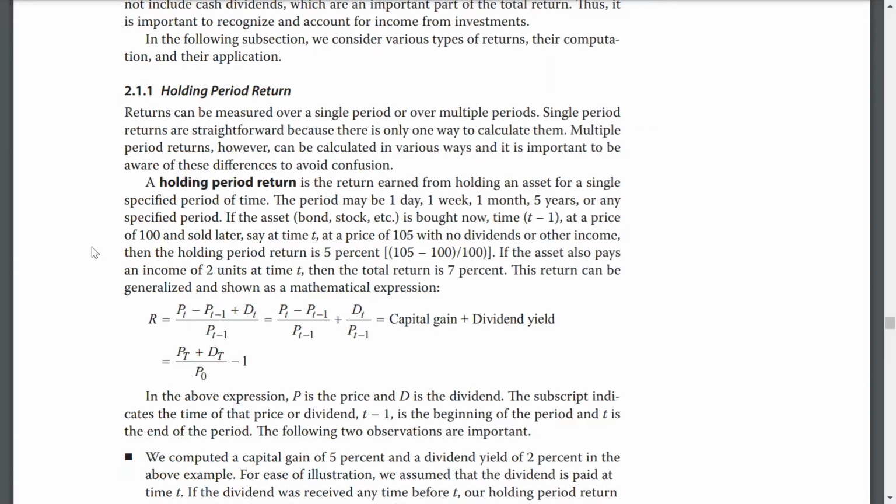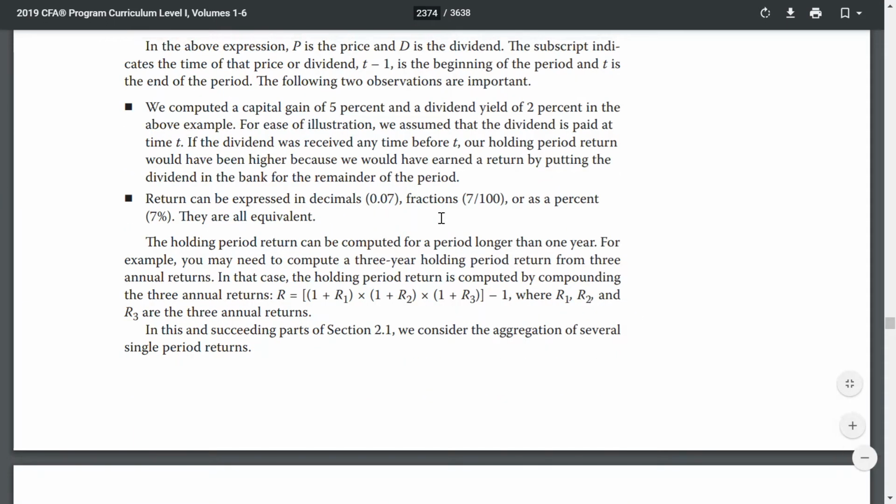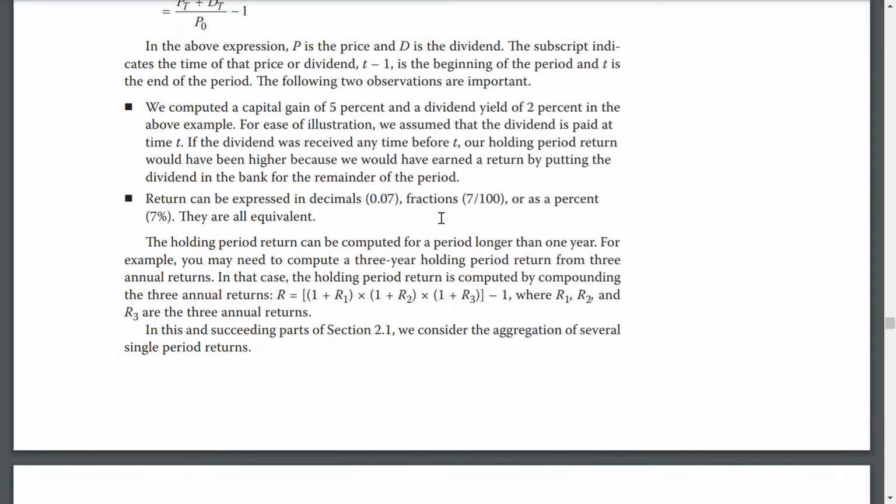In the above example, for each of the illustrations, we assume that a dividend is paid at time T. If the dividend was received any time before T, our holding period returns would have been higher because we would have earned a return by putting the dividends in the bank for the remainder of the period. Returns can be expressed in decimals, 0.07, or as a fraction of 7 out of 100, or as a percentage, 7%.